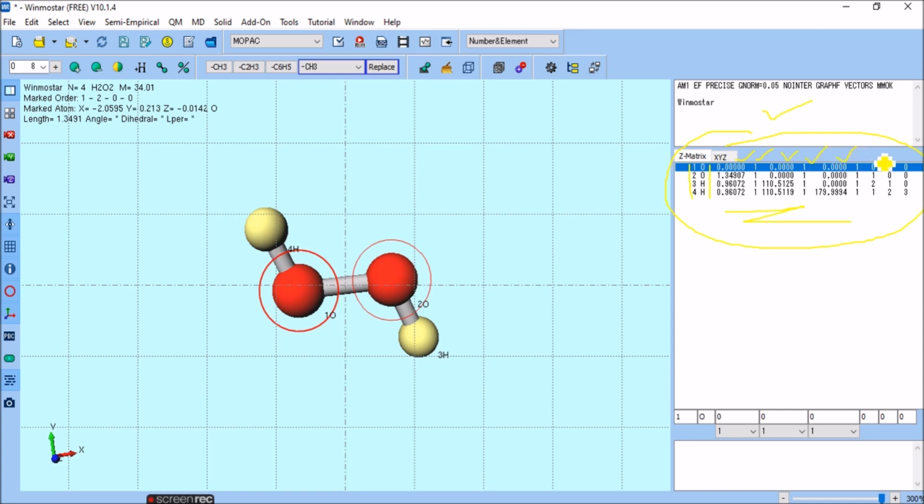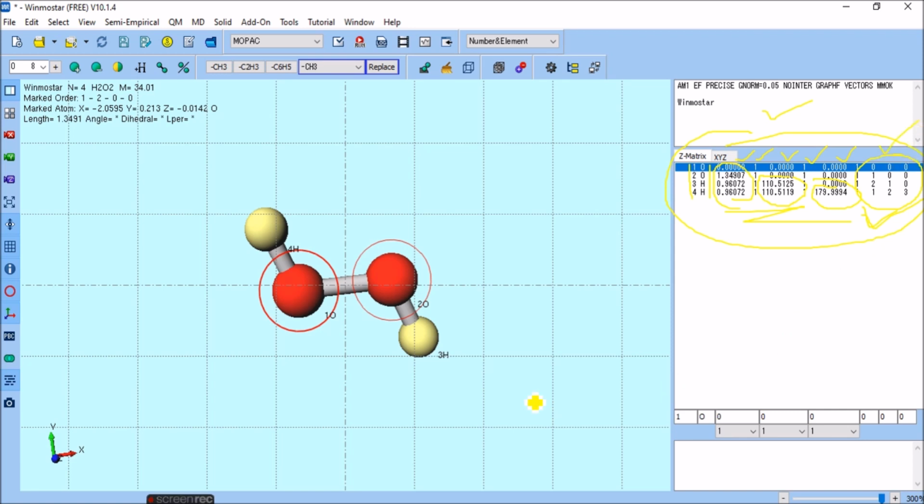For the H2O2 molecule we saw it has 4 atoms, so with n-1 we get 3 bond lengths. Then n-2, we get 2 bond angles. Then n-3, only 1 dihedral angle. We got all of them. And these are the connectivities which we saw earlier in that table, right? This is how the Z matrix is to be understood.